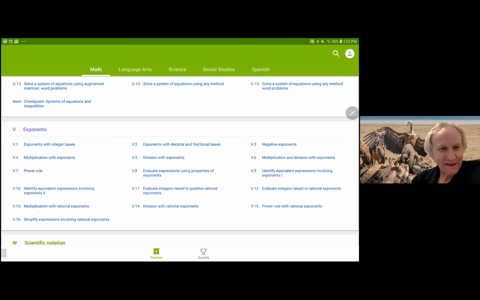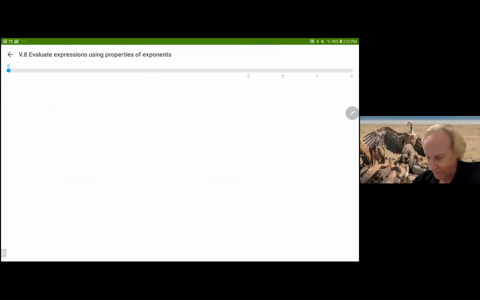We're going to be doing Algebra 1 IXL V.8, which is evaluate expressions using properties of exponents. We're going to probably do more than one type and simplify some expressions. So let's take a look and see what we get.